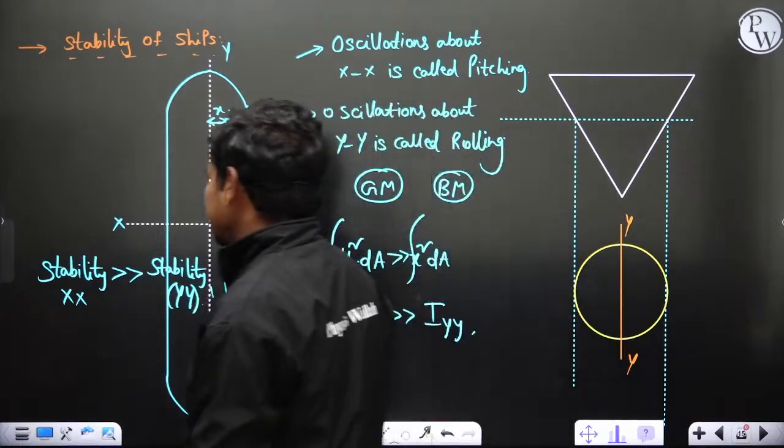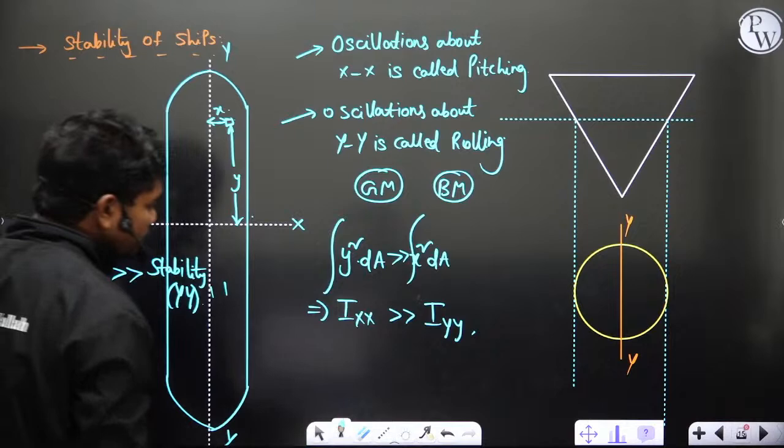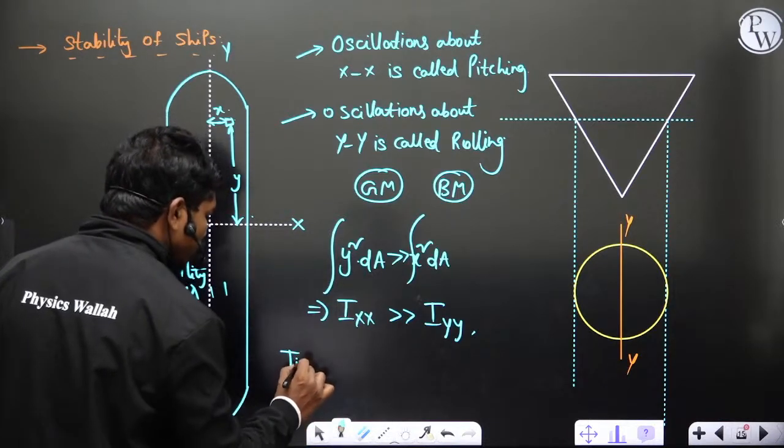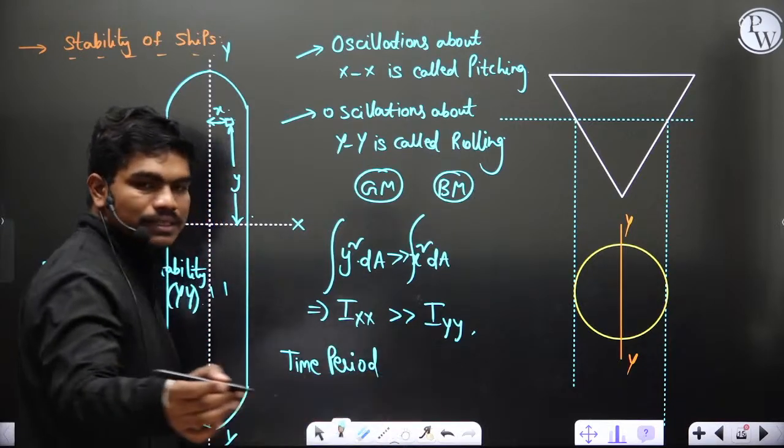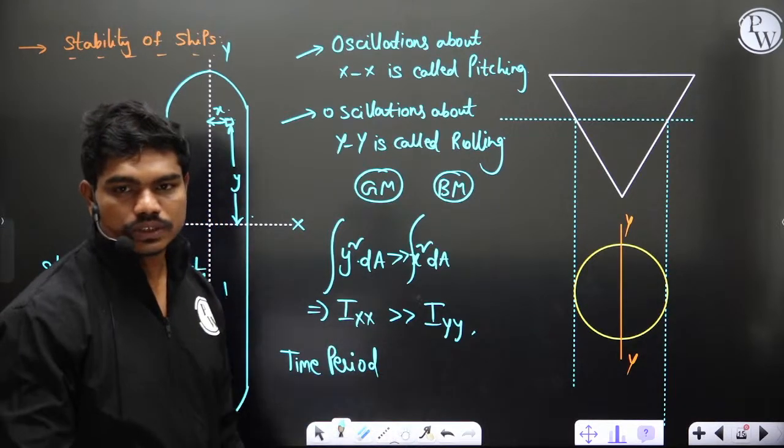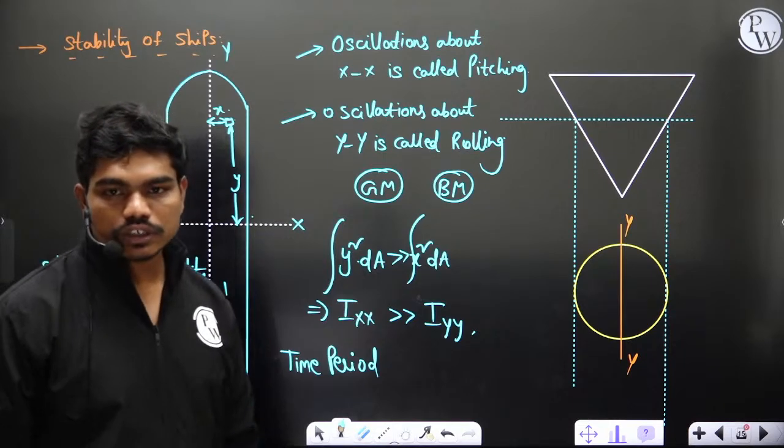Only one disadvantage with this: right now I'm not doing the analysis again, but you can see the time period of oscillation in floating bodies. We'll upload the document in the Telegram. It's already there in the Telegram group actually. So we'll see that. Velocity depends on that.